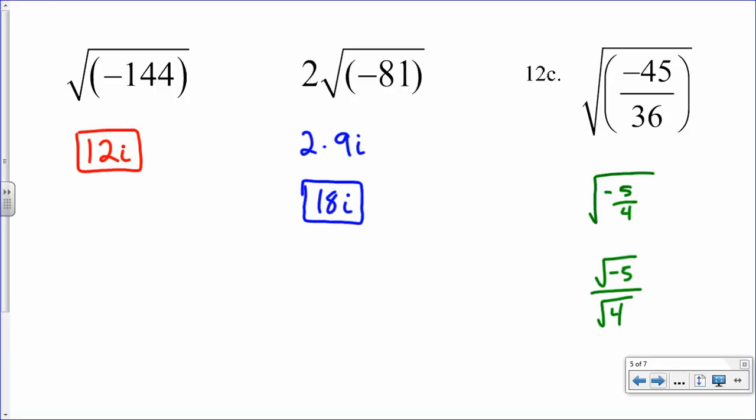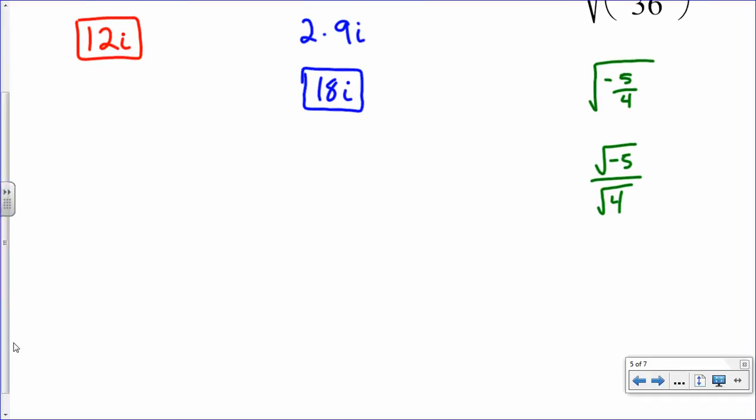Can I simplify the square root of negative 5? Well, the 5 doesn't simplify, but I need to pull the negative out. You can't leave the negative under there, so pull out an i. Can you simplify the square root of 4? 2. Do you have a radical left in the denominator? No, so this is simplified.